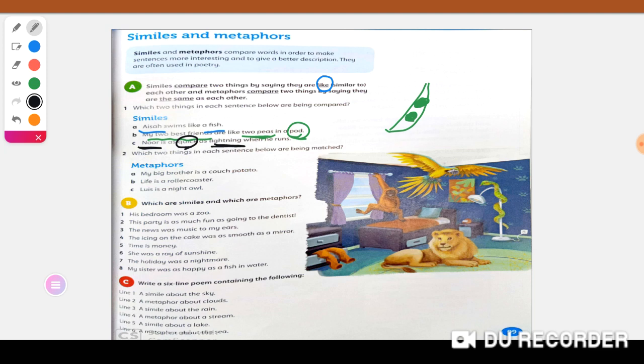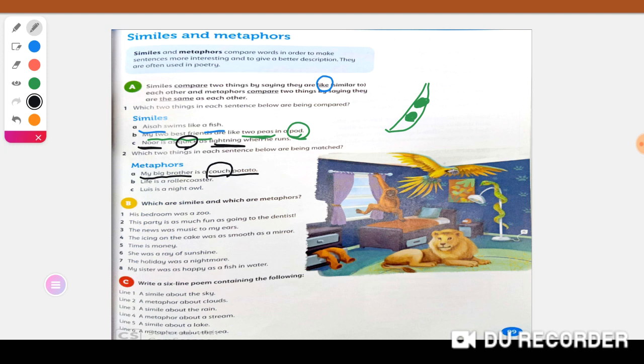Next, I have metaphors. Which two things in each sentence below are being matched? Same thing, but with metaphors. My big brother is a couch potato. My big brother and the couch potato. Couch potato is an expression used to say that this person is very lazy. They never leave their couch. They're very lazy. They are so reluctant, they don't want to go anywhere. No, I'll just stay here, watch TV all day.